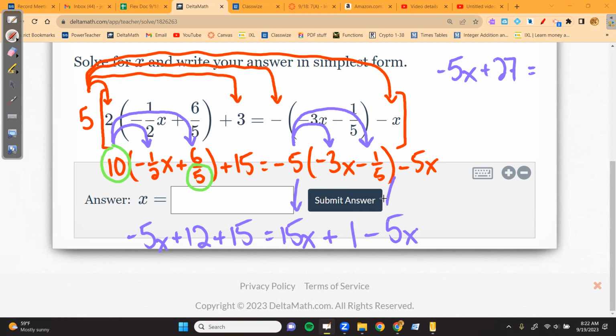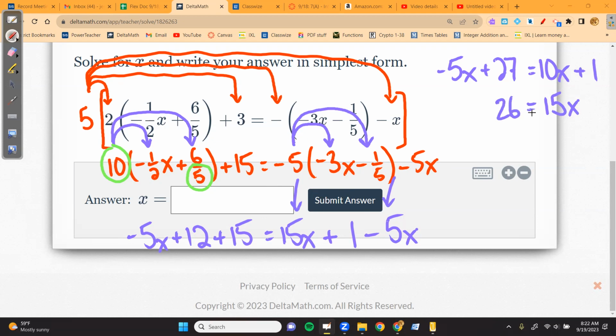15x minus 5x is 10x. And you realize now, wow, I've been here before, right? I'm right back in my super comfy wheelhouse here. I'm going to add my 5x to both sides. I'm going to skip a little bit of work here, and I'm just going to put 15x. I'm also going to subtract 1 from both sides.